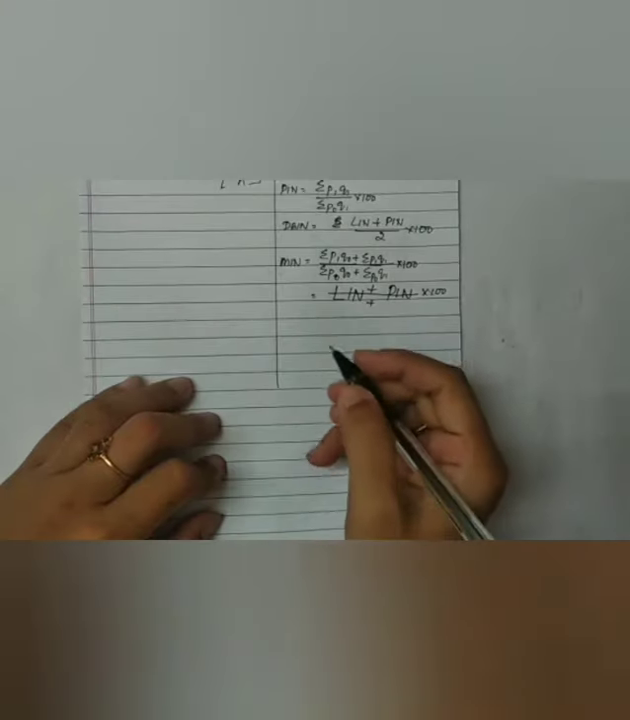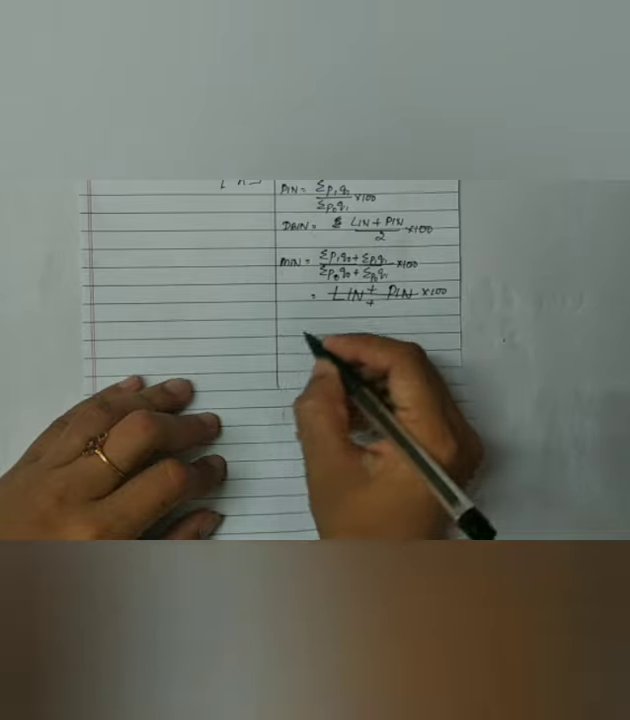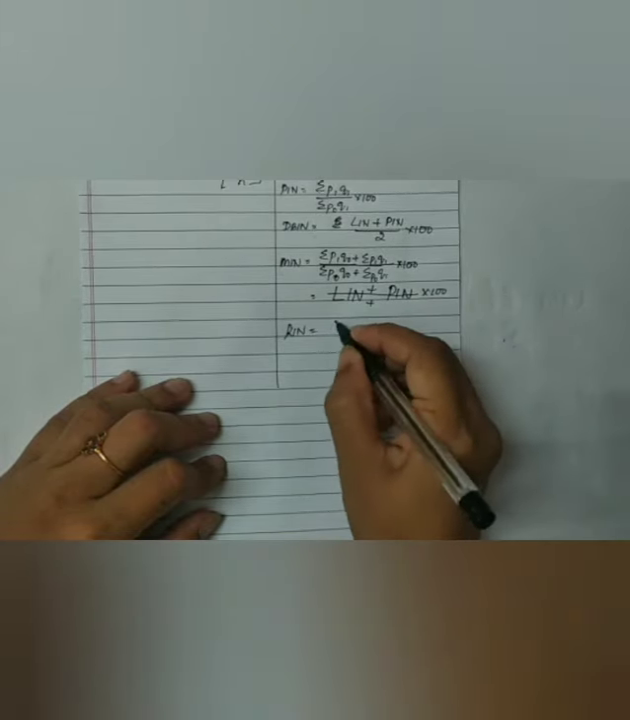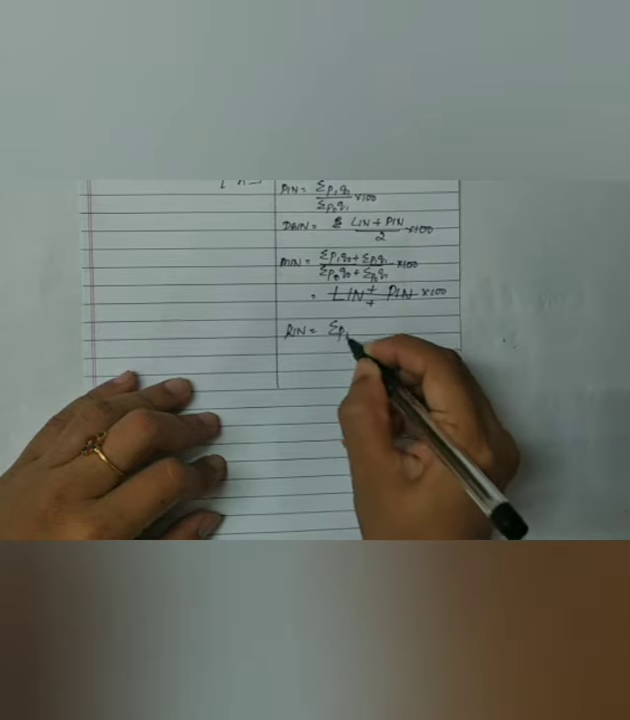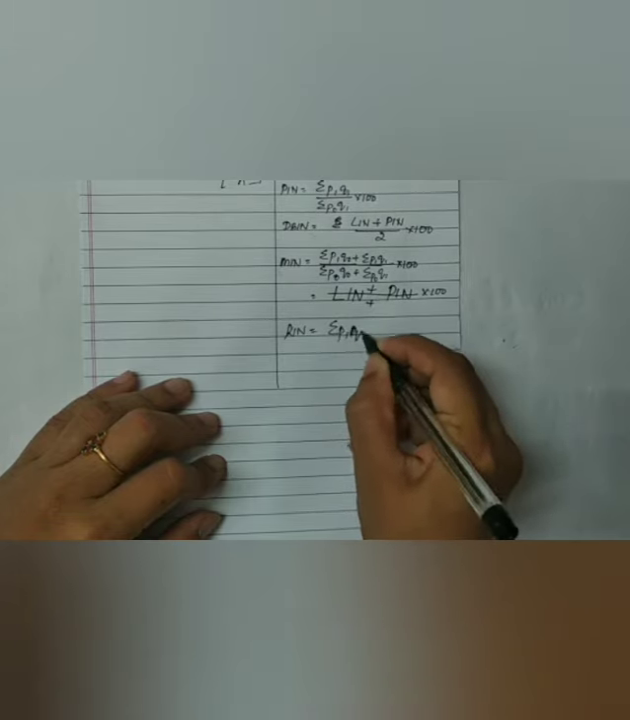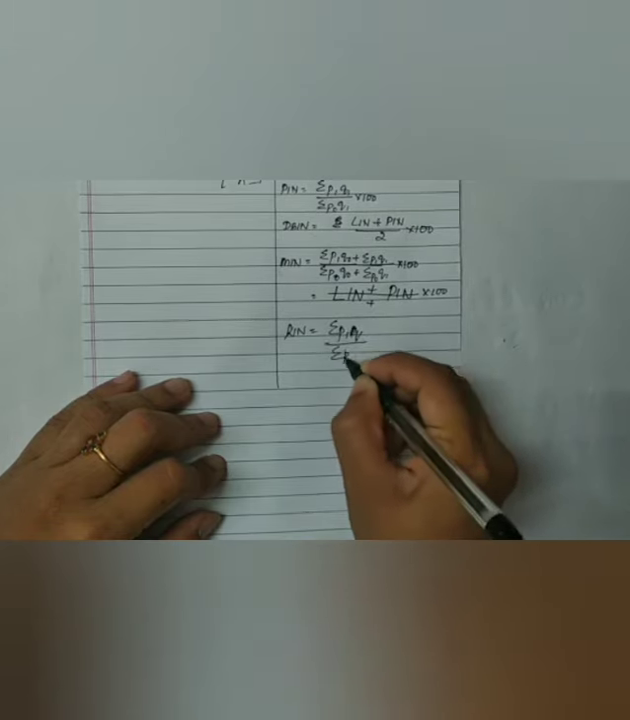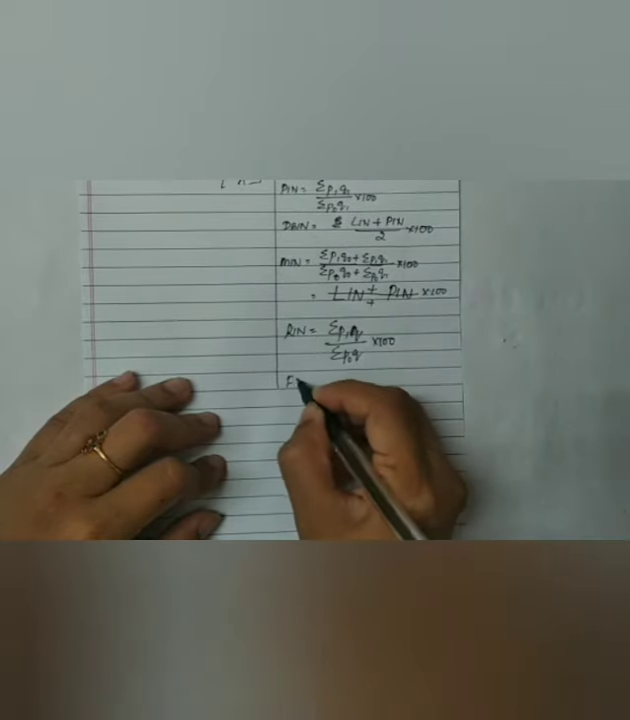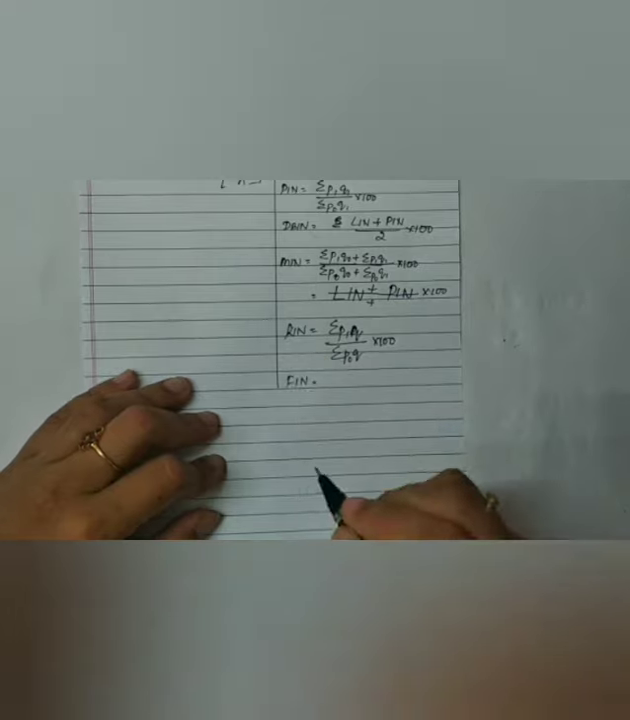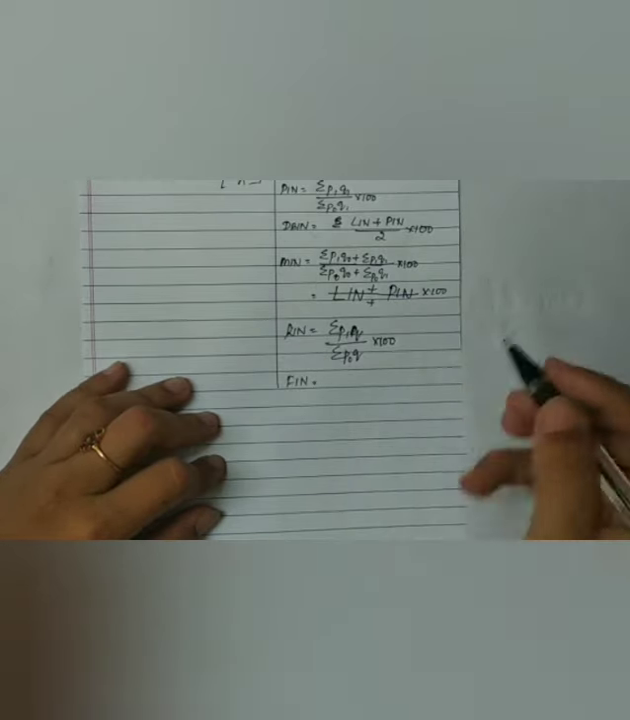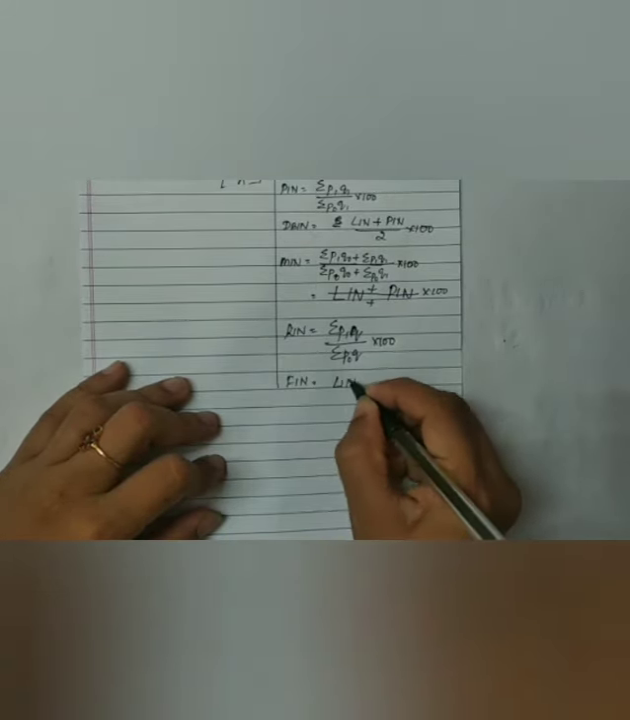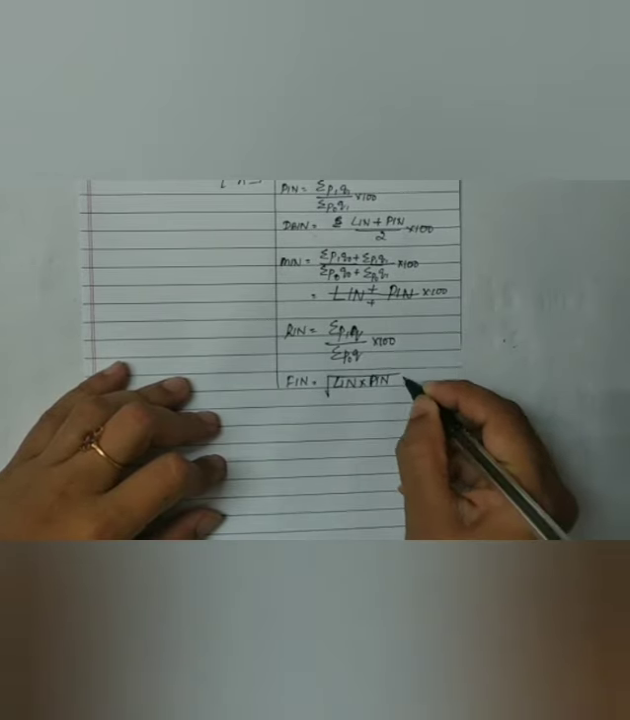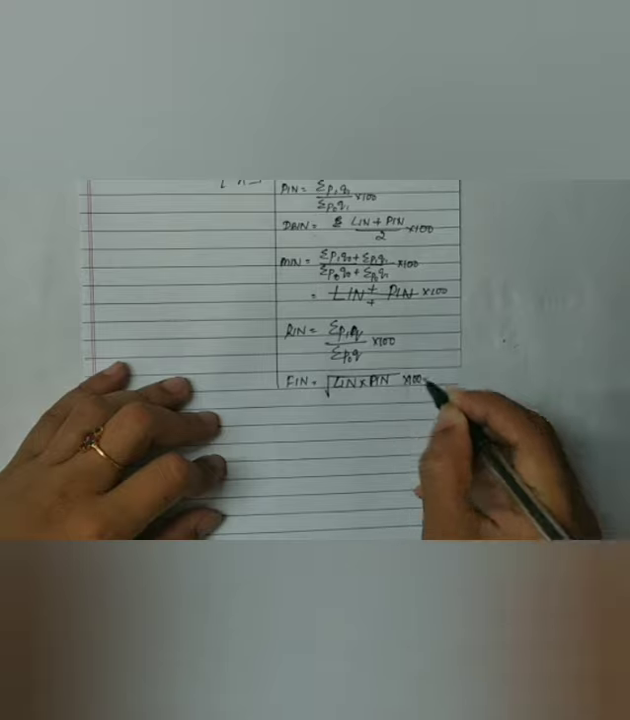That's it. When it comes to Kin, it is summation P1 Q divided by summation P0 Q into 100, and the last one is Fin, Fisher's index number. Kin is Kelly's index number. Fin, it is Lin into Pin, its square root into 100.